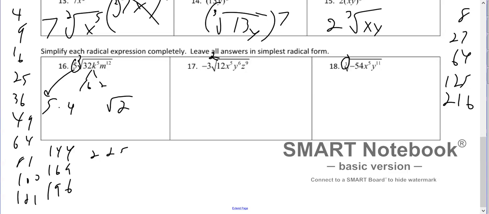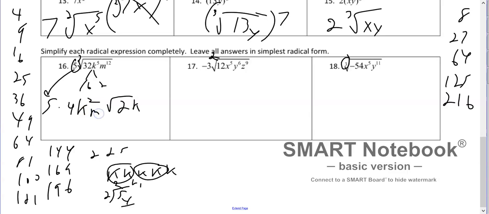Now k, you have a couple choices here. You can write out 5 k's and then circle groups of 2. And say that is k squared with 1 k left inside. The other thing is you can just do 5 divided by 2. That's going to be 2, remainder 1. Whatever works for you. And the m's easy because 12 divided by 2 is 6. So clean it up. 20 k squared m to the 6th times the square root of 2k. Final answer.